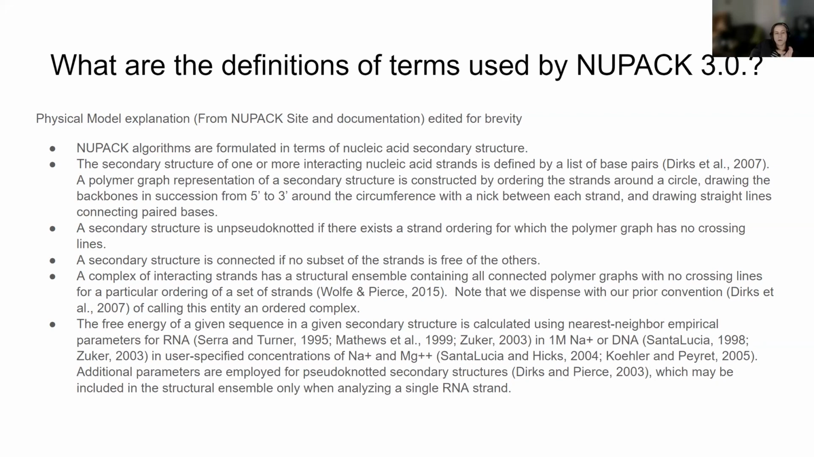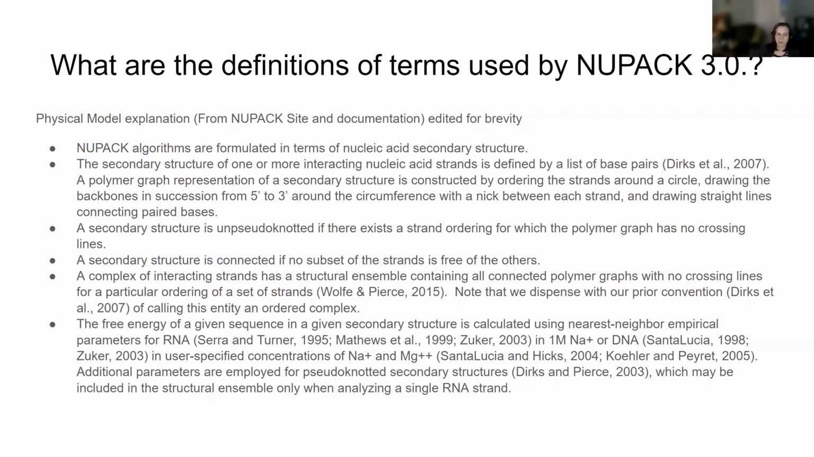If you're familiar with arcplot, a Palmer graph is basically what arcplot is, and you can define a secondary structure as drawing each nucleotide as a strand in a circle, with all of the connected bases joined by straight lines. Taking that definition a step further, unknotted means there are no crossing lines, and knotted means there are crossing lines, which you would see in the arcplot.